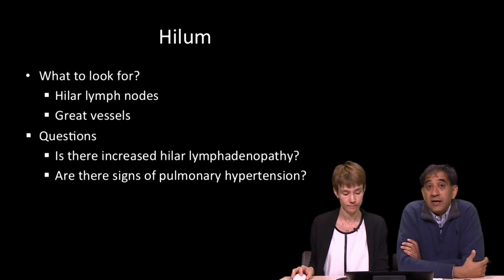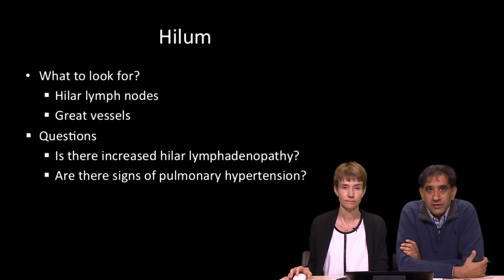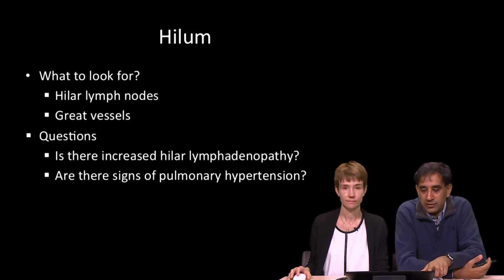After looking at the gastric bubble, the next step would be to look at the hilum, specifically at the hilar lymph nodes and the great vessels. Our questions when evaluating the hilum are, is there an increase in hilar lymphadenopathy, and are there any signs of pulmonary hypertension?